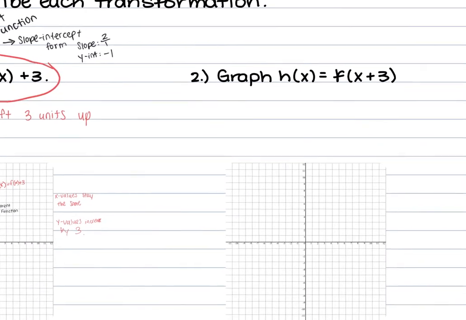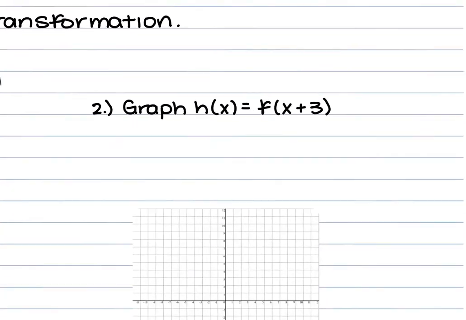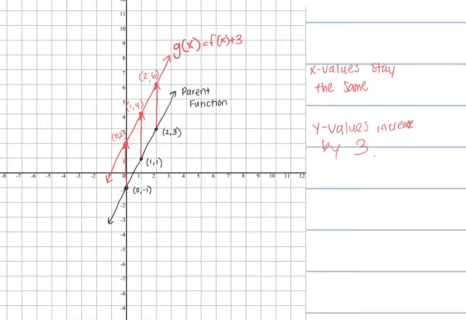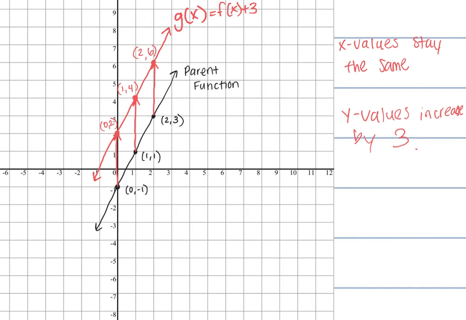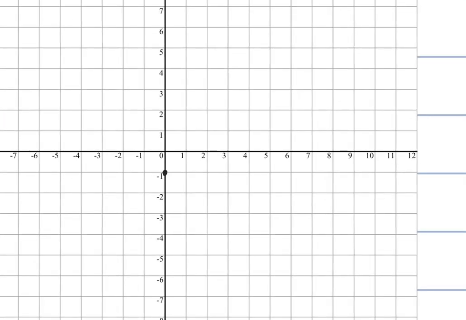Let's take a look at number 2. It says graph, so we have the same parent function. If you guys want to copy and paste it, that's fine. I don't have the ability to do that because I'm working in Explain Everything. So I'm just going to have to copy down my parent function again, okay? So the points were 0, -1, 1, 1, and 2, 3. We're going to draw that line through all the points, and we're going to label this our parent function.